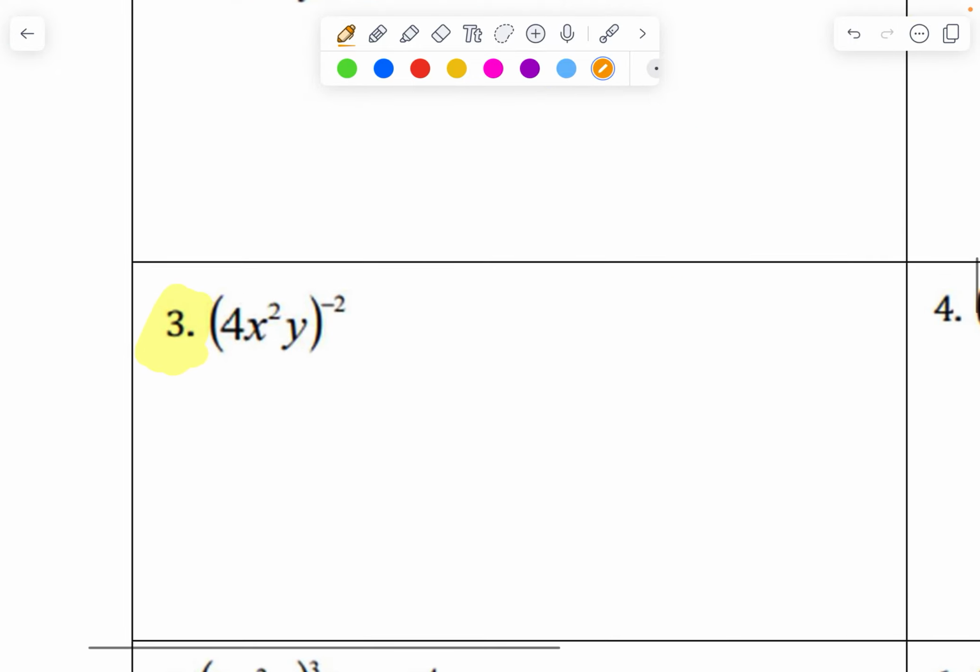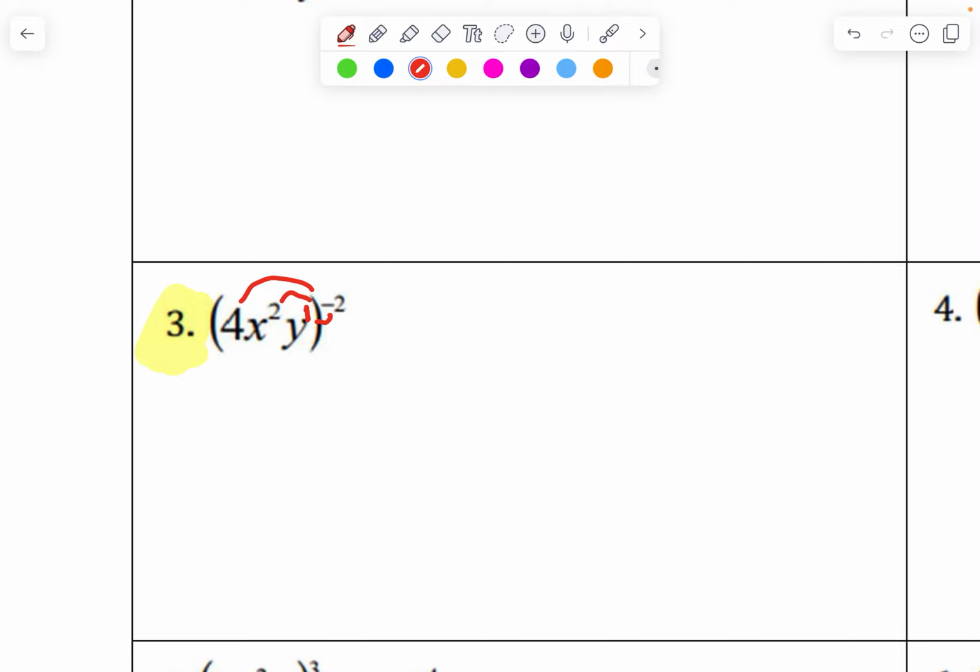I'm going to do number 3, because I want to just remind you that you should always be careful to distribute. If you do have those parentheses and you're raising everything to a power, you have to distribute that exponent to all of the terms in the parentheses. So we have 4x squared and we have y to the first, right? So remember, if you don't see an exponent, there's a 1 there.